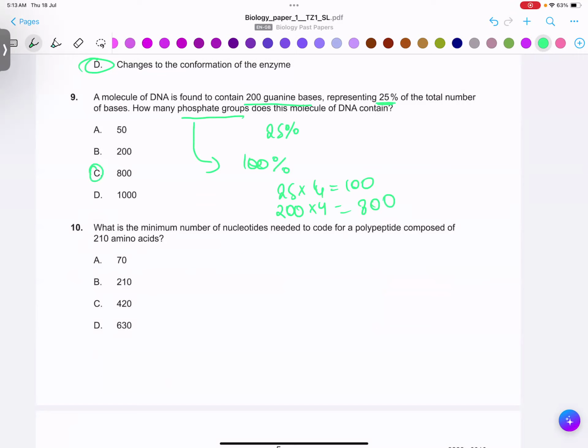Very, very simple. So for the next question, what is the minimum number of nucleotides needed to code for a polypeptide composed of 200 amino acids? Okay, so they're asking about the minimum number of nucleotides required to code for a polypeptide. So we do know that we need three, right? So the answer is 210 times three. Because we need basically three nucleotides for each amino acid. So each nucleotide contains of, wait, I'm sorry. I think I said something wrong.